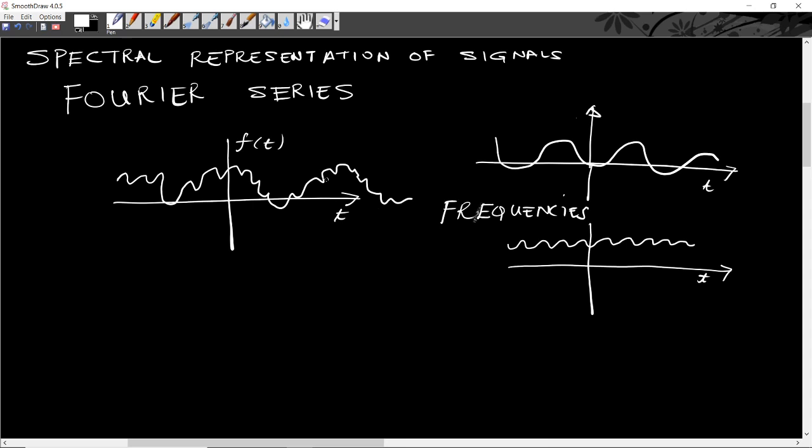For such kinds of signals, it is useful to represent them as a sum of sines and cosines, or what we call a sum of harmonic functions, which include sine and cosine functions with different frequencies.